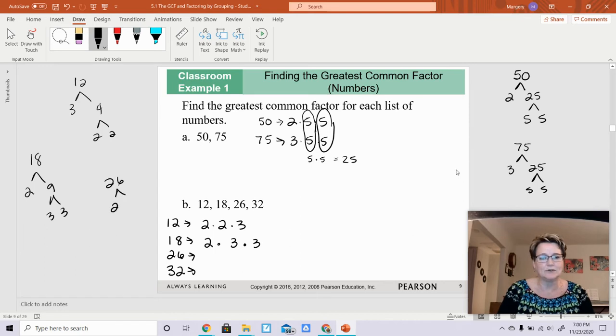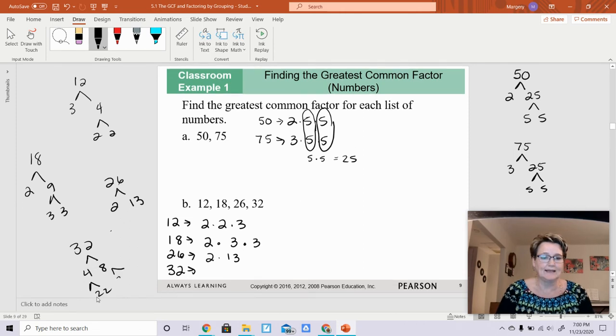26 is 2 and 13. And so this is just going to be 2 and 13. And then 32, I know is 4 and 8. 4 is 2 and 2. 8 is 2 and 4, and then 2 and 2. So 32 can be 2 times 2 times 2 times 2 times 2.